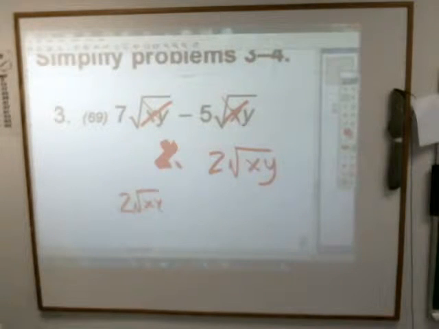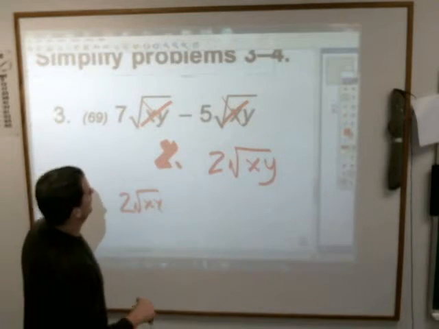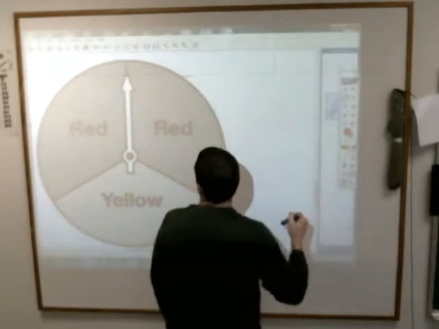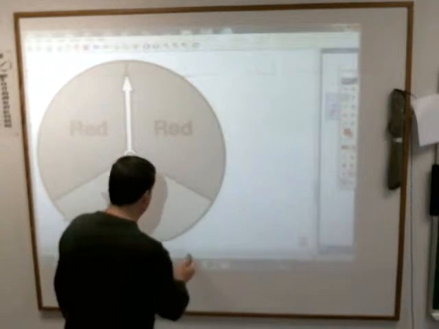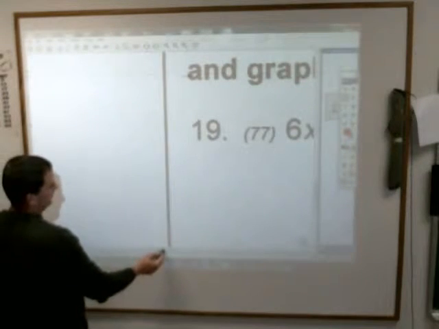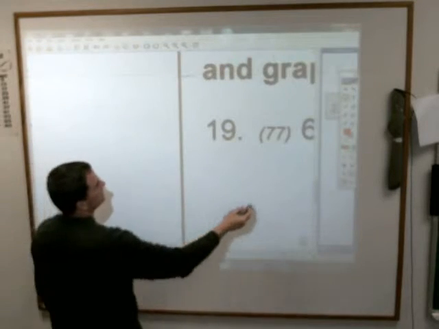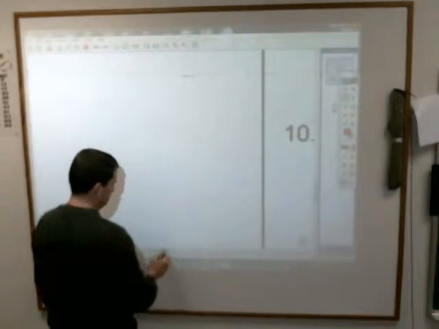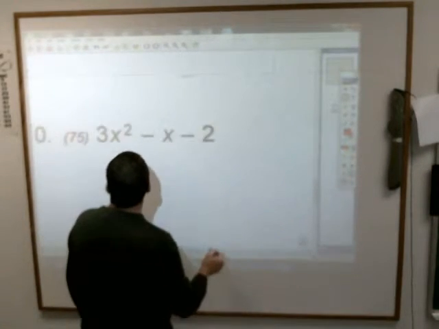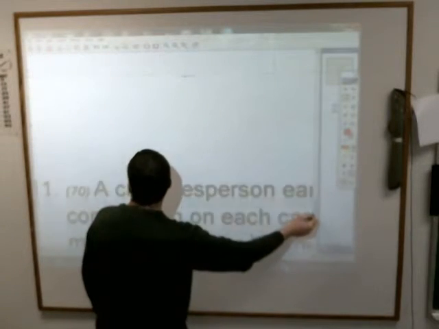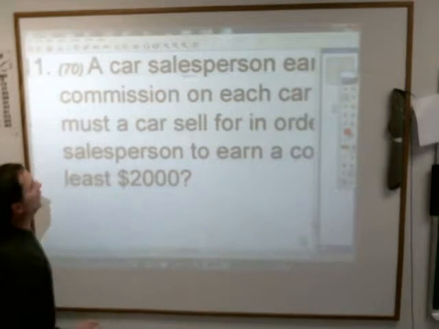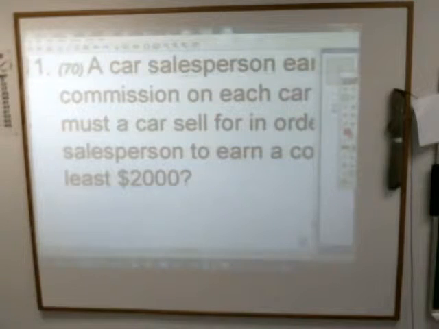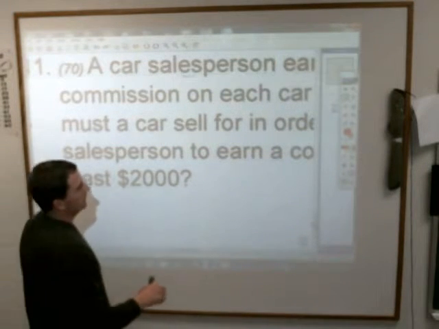Number 11. Is that not a different piece? Yeah. Where? It's at the bottom. Here? That's the last one. I guess we're just going to play off this here. A car salesperson earns commission on a car, or am I missing half of it?